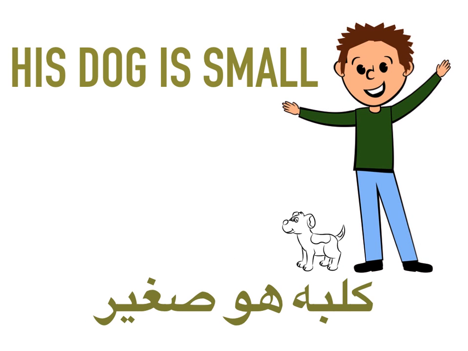You can make even more complex sentences following this same pattern. If you want to say "his dog is small," you add the masculine singular possessive pronoun to the dog. Then you have kalbahu. Then you follow it with huwa صغير. Kalbahu huwa صغير.